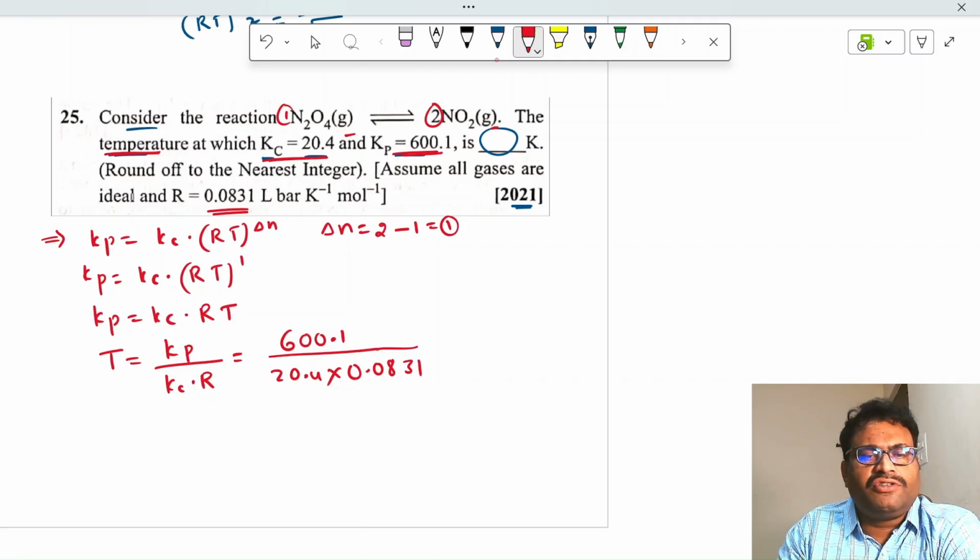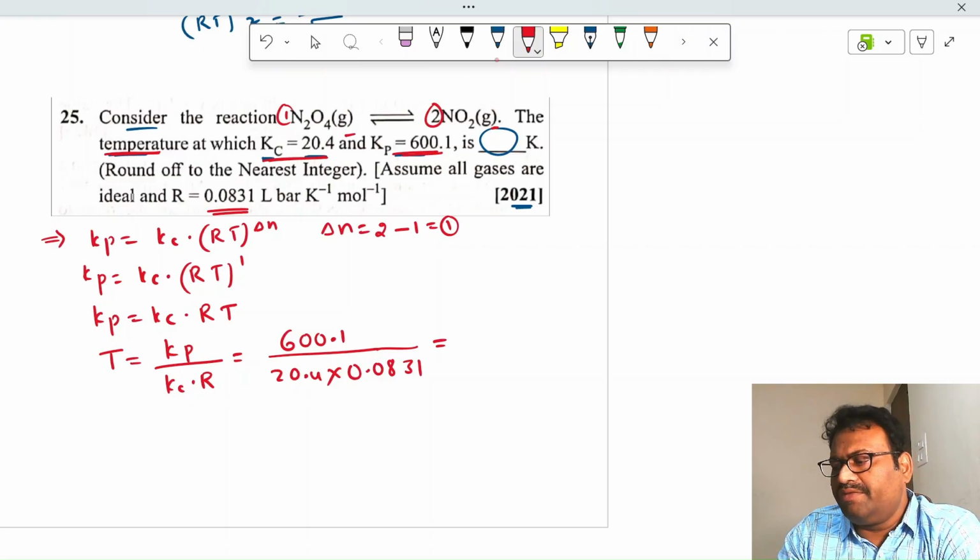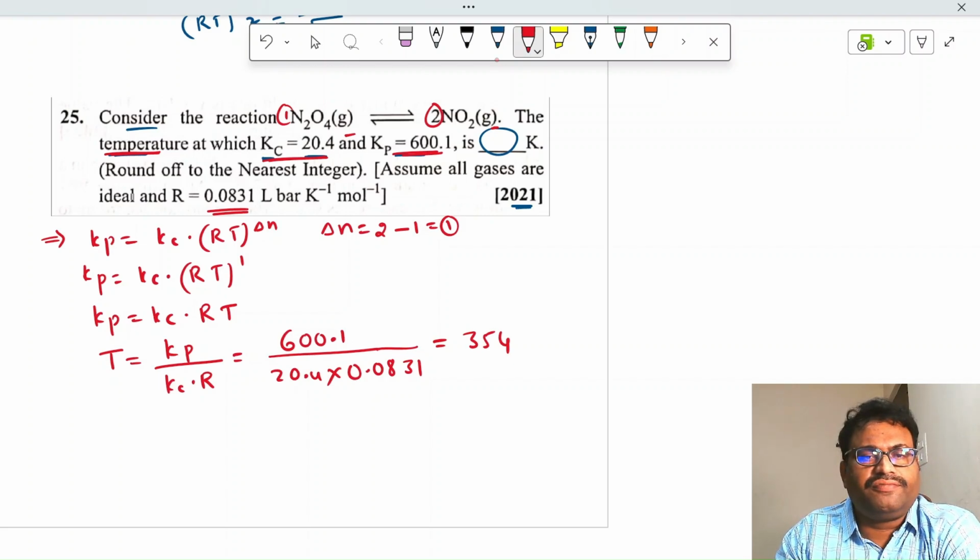Okay. So if you calculate this, what answer do we get? 354. So 354 Kelvin. At 354 Kelvin, these will be the Kc and the Kp, right? Simple question. What is just absolute temperature? They have given us Kc and Kp.